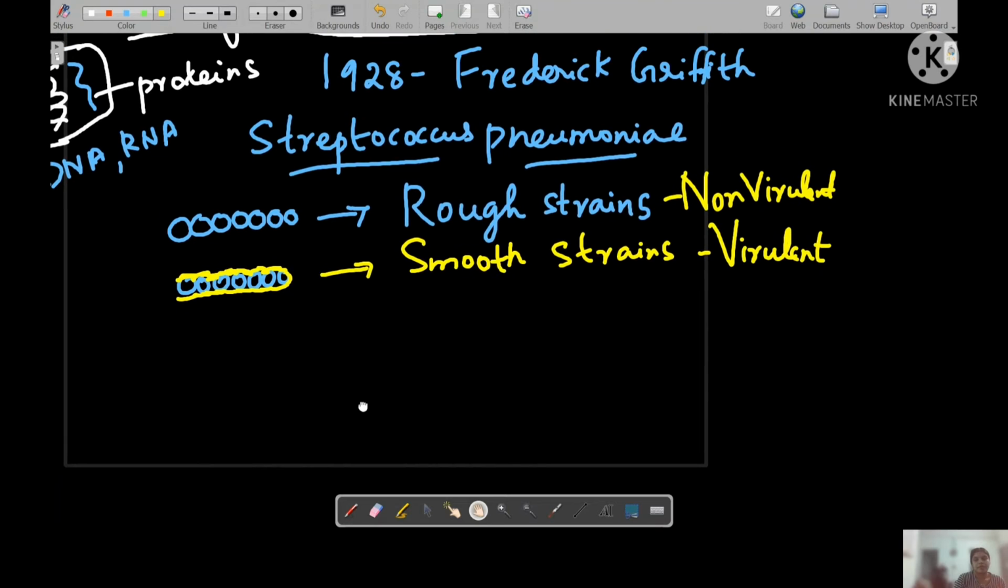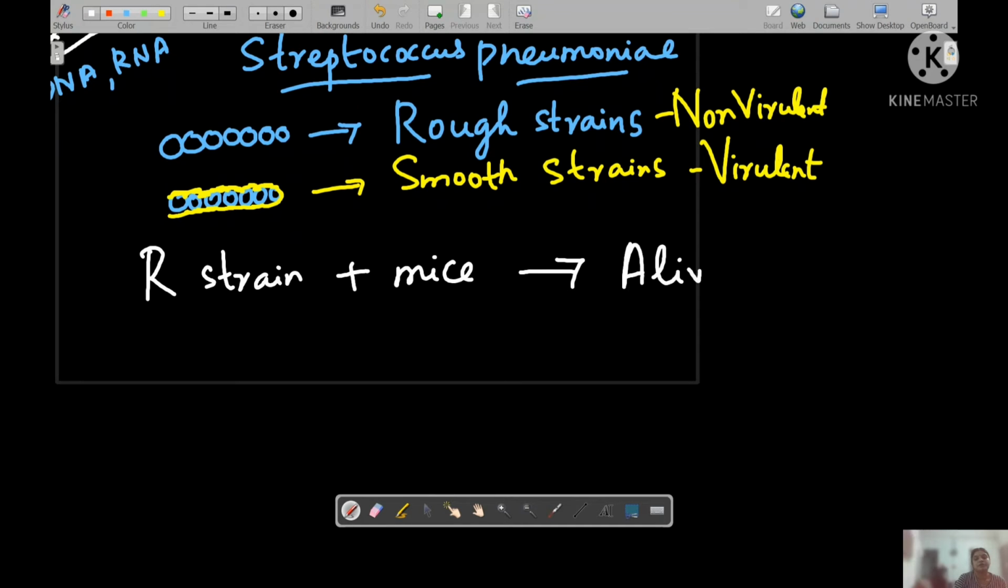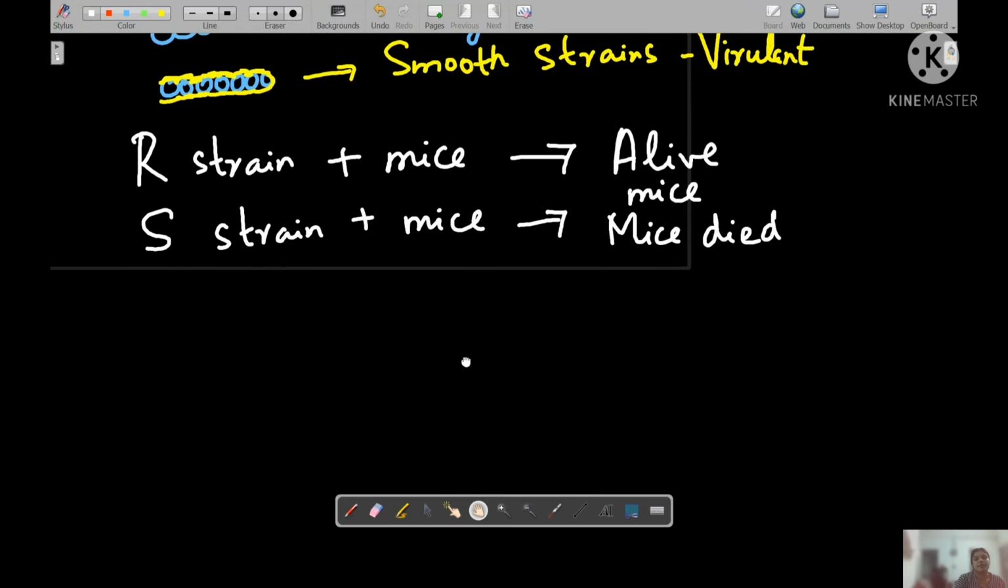So what Frederick Griffith did is that he introduced the rough strain of bacteria into a mouse. And since the rough strain is harmless, the mouse was alive. And then he injected the S strain of Streptococcus pneumoniae into mice. The mice became affected with pneumonia and died, which proves that S strains are harmful for the mice.